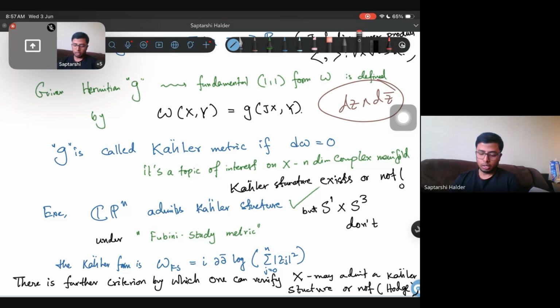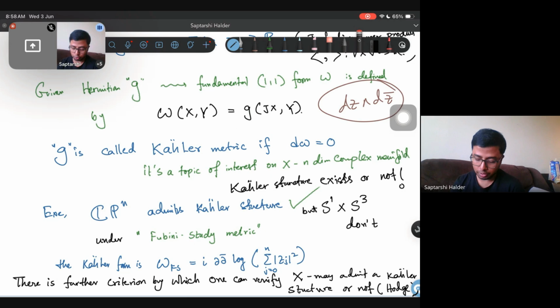Okay, so basically we are not sure like that, but we can give some example. Again, this CPN comes. This CPN admits a scalar structure. Okay, it admits a scalar structure. So under this G, we need to define this G, right? This Hermitian G, and that is for this CPN. A natural thing is to define it with Fubini-Study metric.